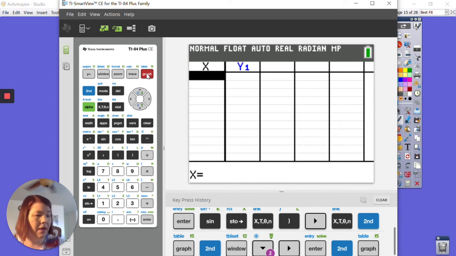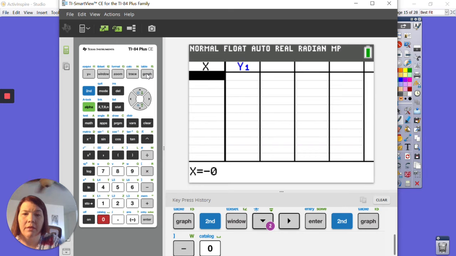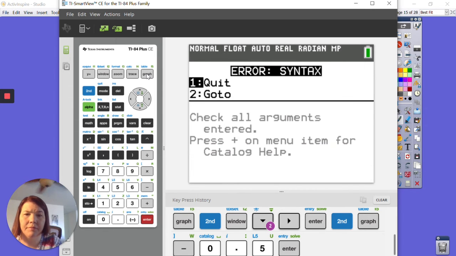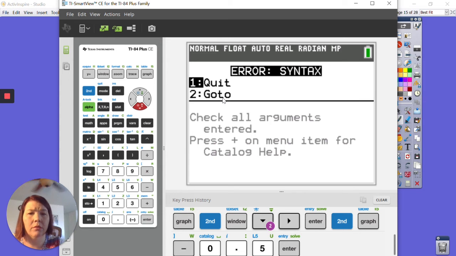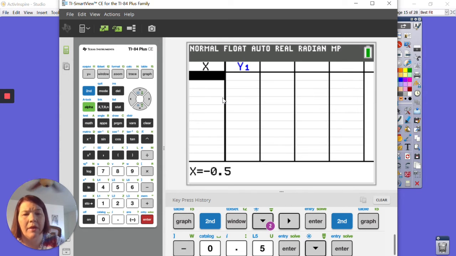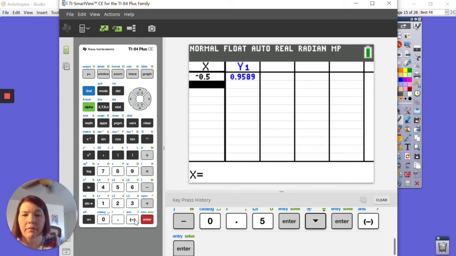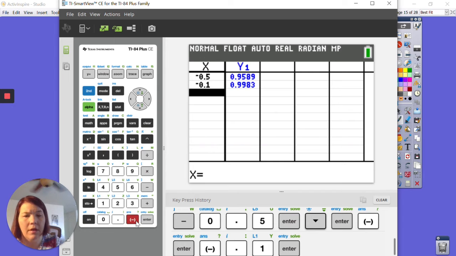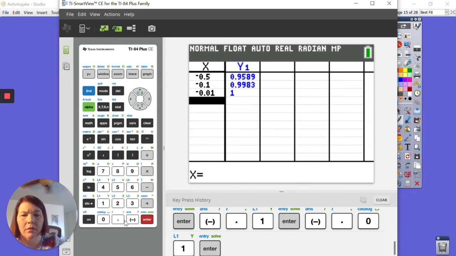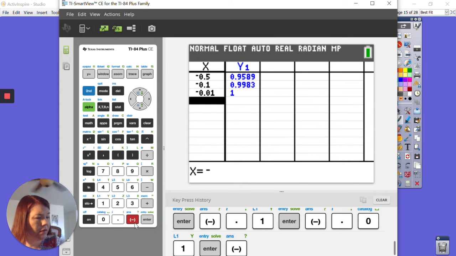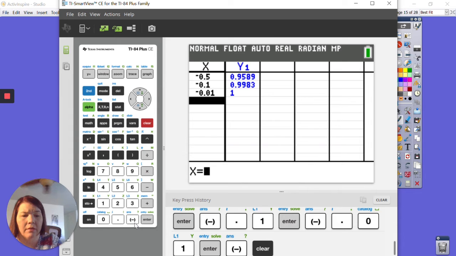So you see nothing's here. So then I can type in the numbers I have, -0.5. Go to, what did I do? Oh, I can use the minus. I used minus, not negative. Negative, okay. And then -0.1, -0.01, negative, oops, then just 0.